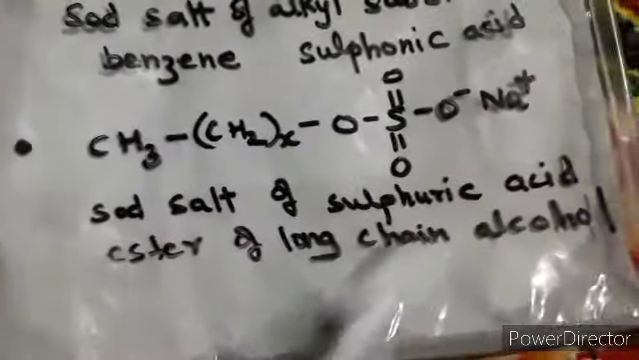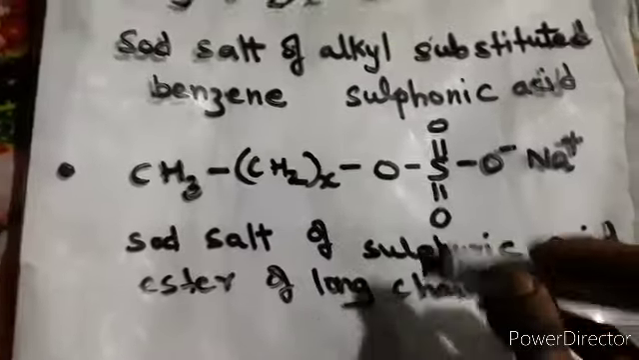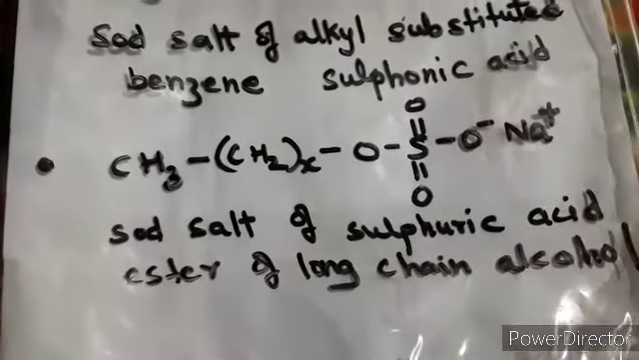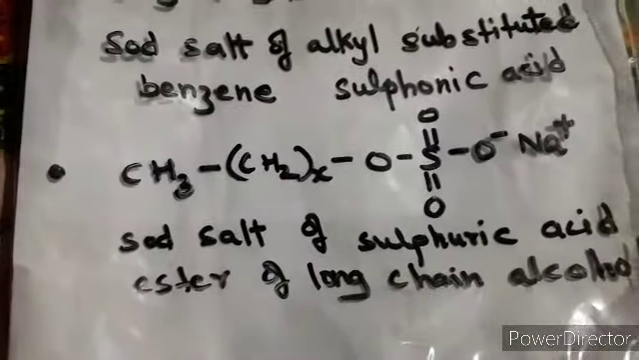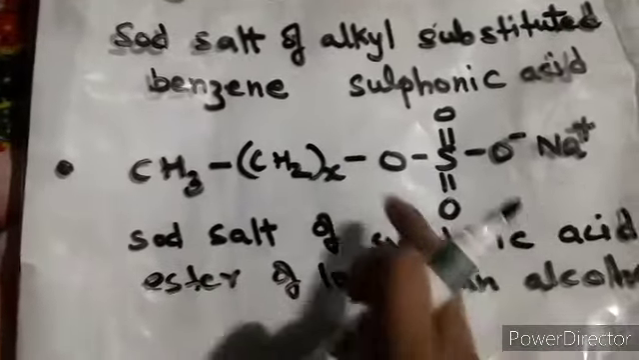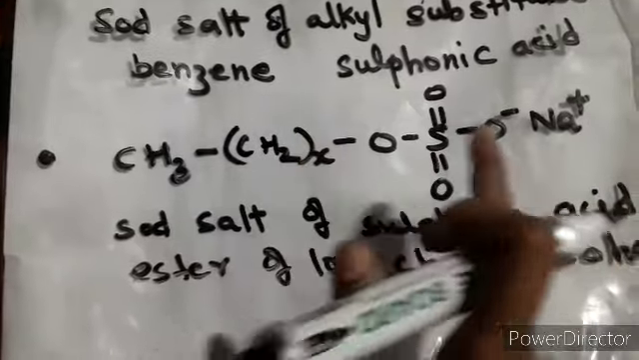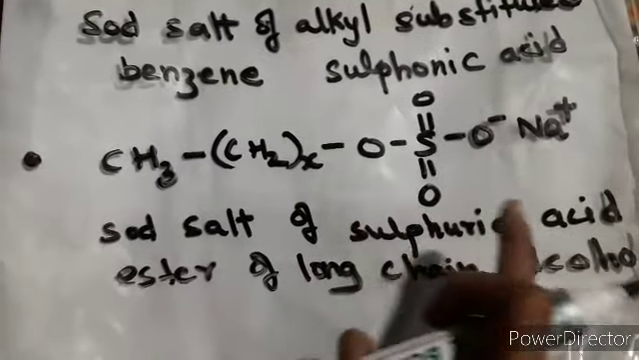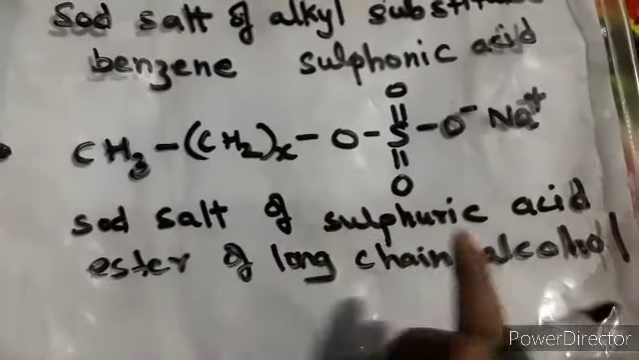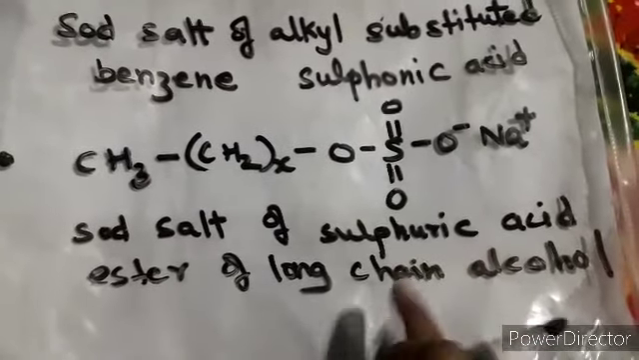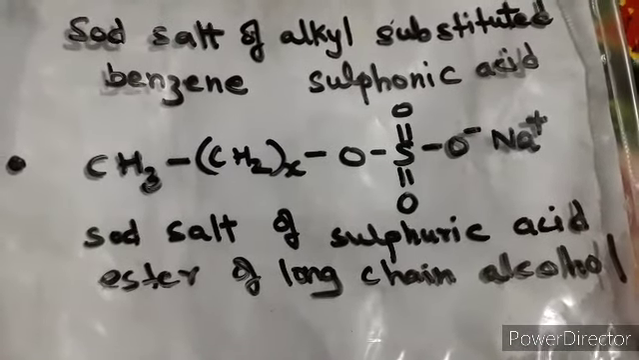This is again a sodium salt of sulfuric acid. This portion you can see is the sulfuric acid portion, and it's an ester. Why is it an ester? You can see this is one O, and this part has been attached with the long chain of alcohol. So this is again an example of a synthetic detergent.